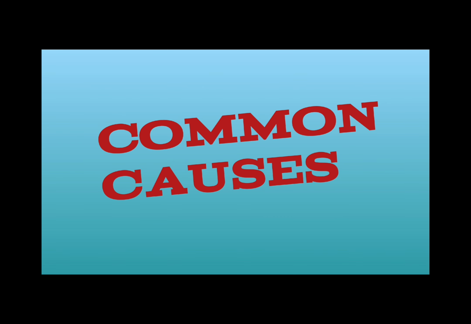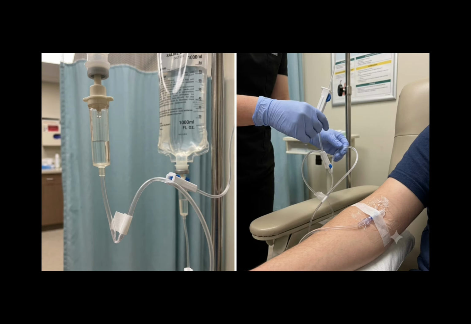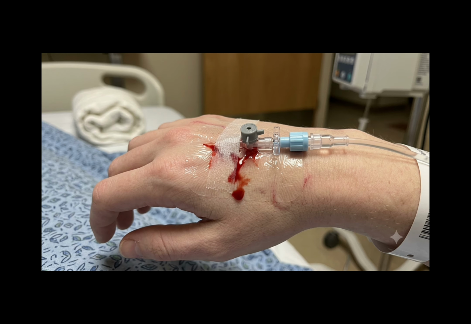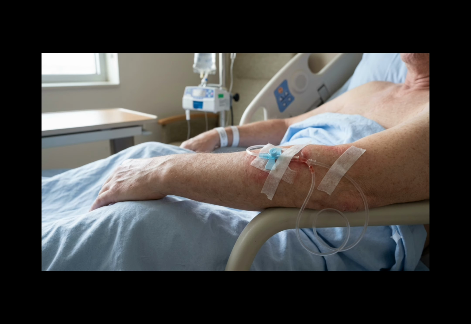Causes of IV occlusion. IV occlusion can occur due to several reasons, including kinked or compressed IV tubing, closed roller clamp or stopcock, blood clot formation inside the cannula, the cannula tip resting against the vein wall, patient movement such as bending the elbow or wrist causing the cannula to kink, medication precipitation due to incompatible drugs, failure to flush the cannula before and after medication administration, mechanical obstruction due to improper catheter positioning.